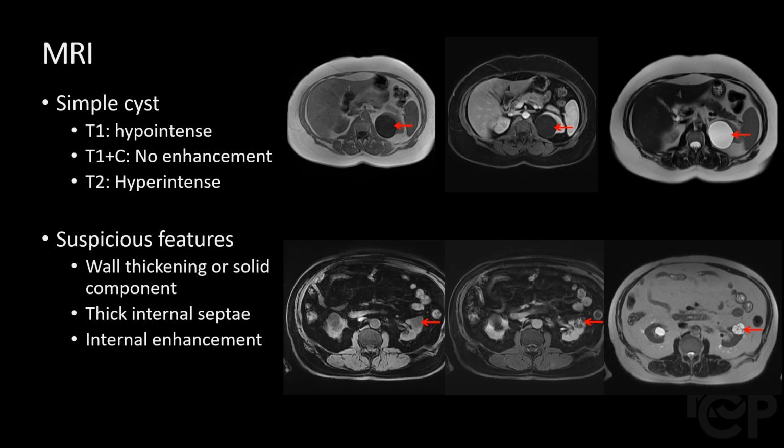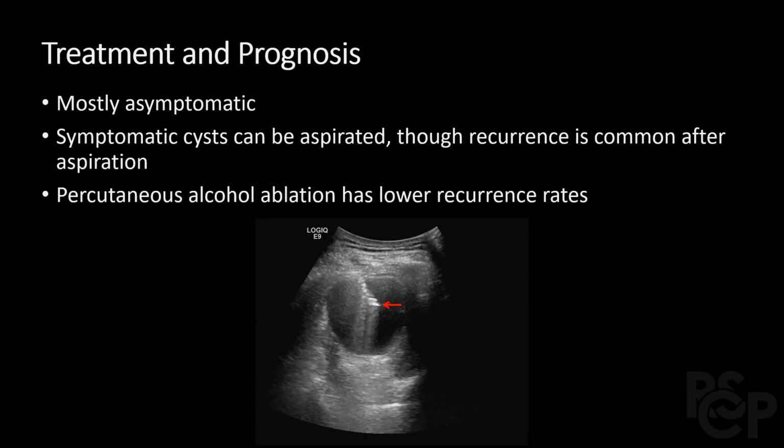On the bottom row, we see an example of a worrisome cystic renal lesion, which is mildly hypointense on T1. This is the left image. And then with thick, enhancing internal septae, which is seen on the post-contrast T1 sequence in the middle. The internal septations can also be seen as hypointense lines on the T2 sequence on the right.